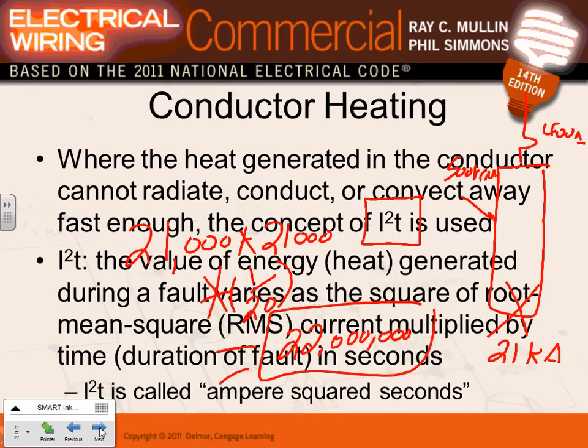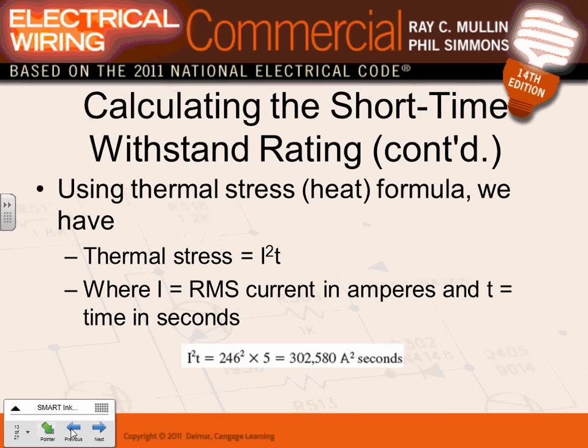Same thing for equipment. This could be a switchgear. Same calculation. Any comments, guys? Any questions about the I squared T? When we start doing the coordination, Jeff, you're going to see I squared T all the time. The higher the I squared T, the more arc flash, arc blast you're going to encounter, the more serious the short will be, the more likelihood that you're going to kill an electrician. Cool? So that's what I squared T is, the amount of energy.